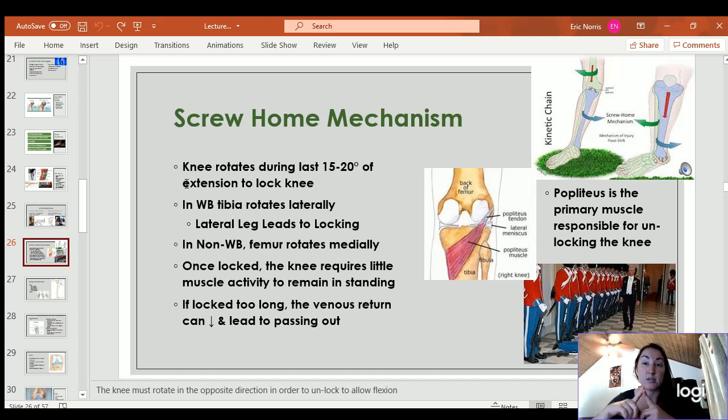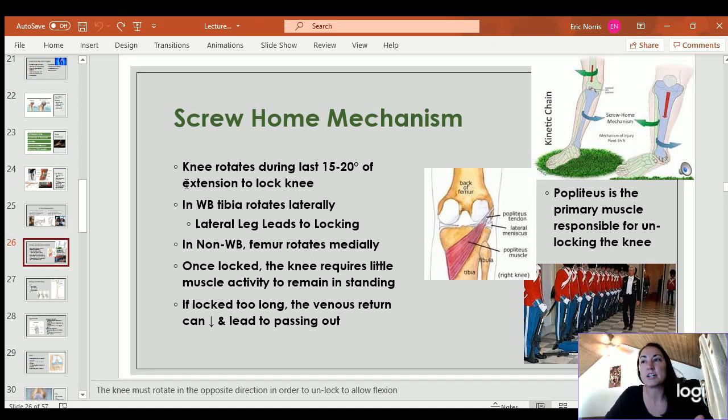leads to locking. So if you're standing up, the tibia and the foot is planted, the tibia will rotate laterally to the outside just slightly to lock your knee. Lateral leg leads to locking. In non-weight bearing, it's the femur that rotates in the opposite direction.